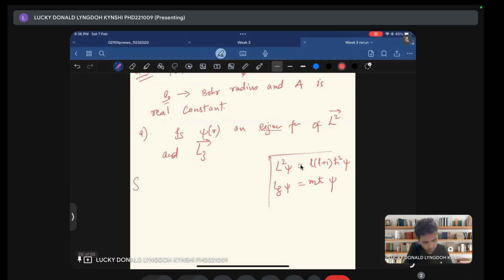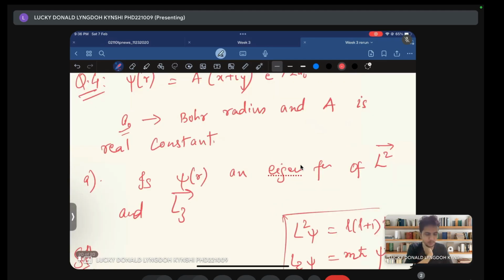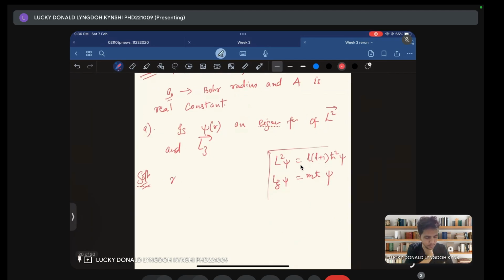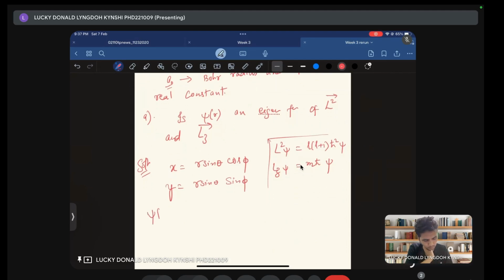Now if you want to solve this, because this is x plus iy, you express x equal to r sine theta cos phi in spherical polar coordinates, and y equal to r sine theta sine phi. So now your wave function psi of r will be equal to A, and instead of x plus iy, we substitute this x and this y. You will get r sine theta e to the power of i phi e to the power minus r divided by 2a naught.